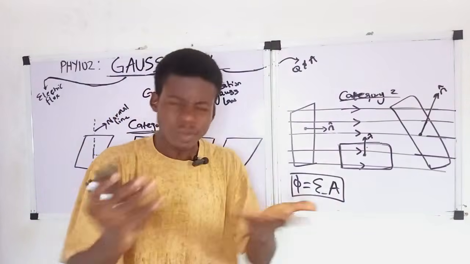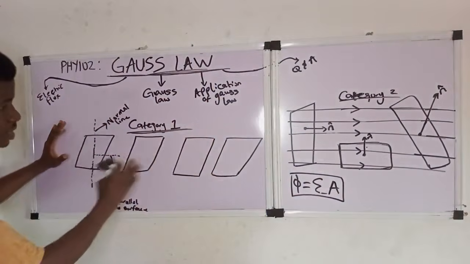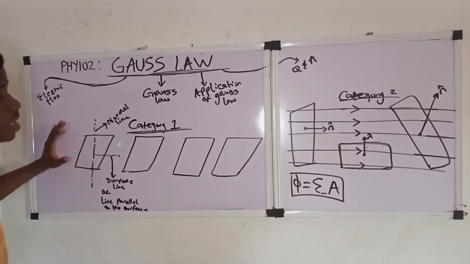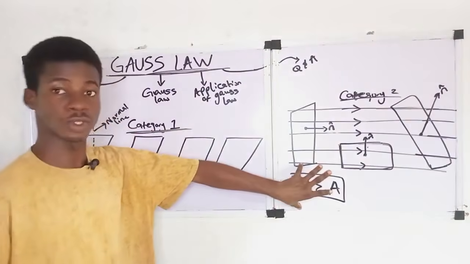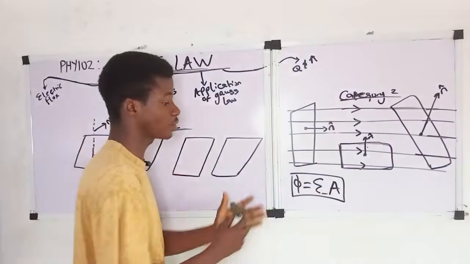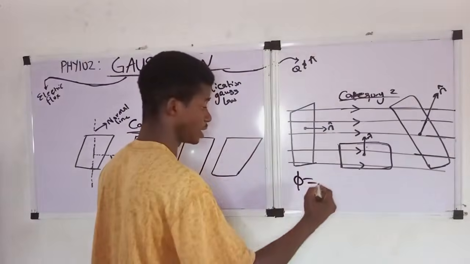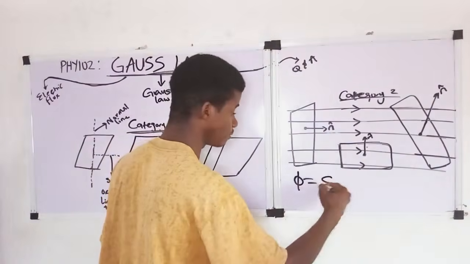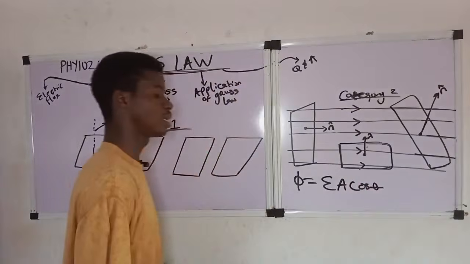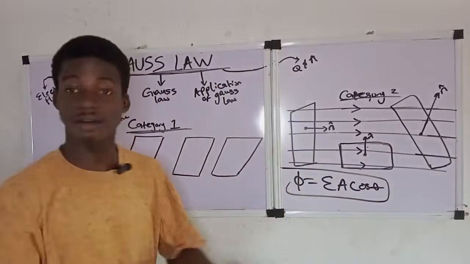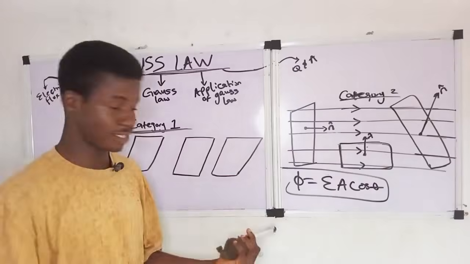Now let's dive deeper. There are different categories that explain electric flux. This is the formula for electric flux. Let me elaborate more on it. Electric flux is the product of electric field passing through a given area, then cos theta. This is the formula of electric flux. Now the former one I gave you is still very correct.